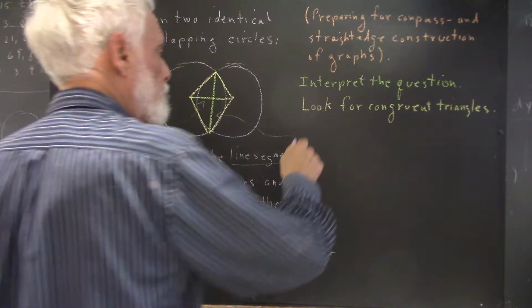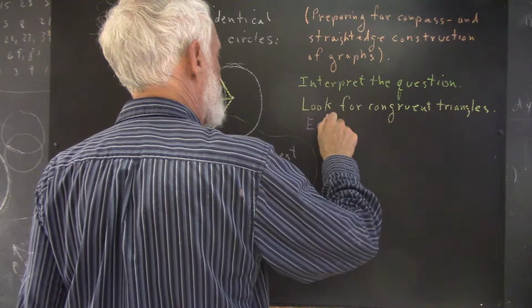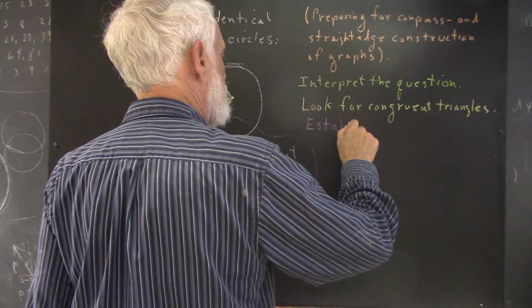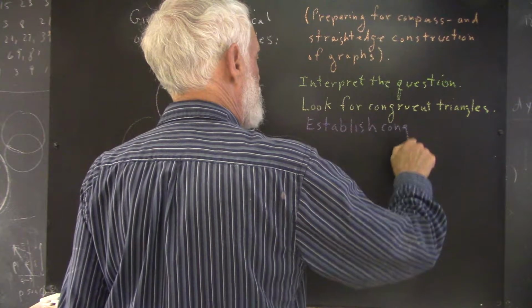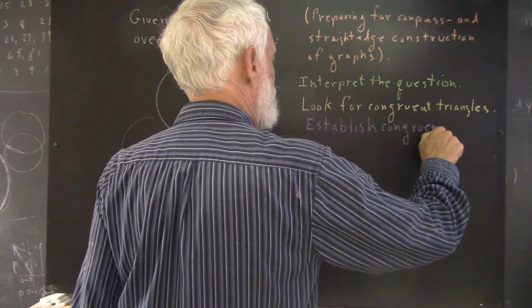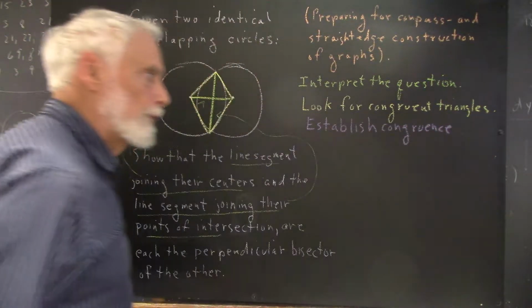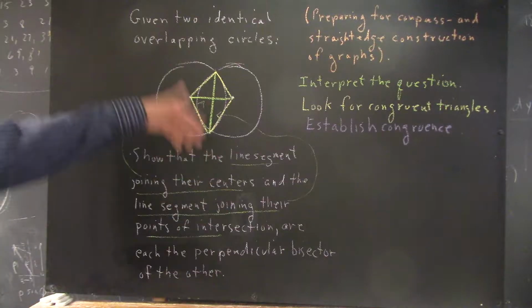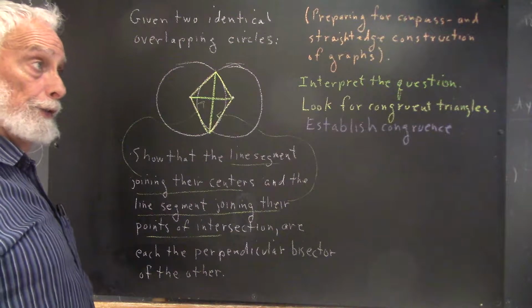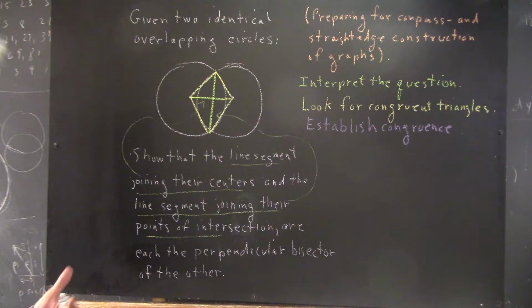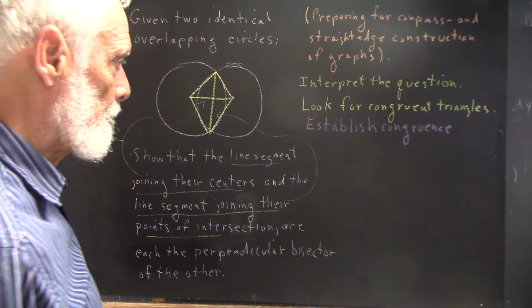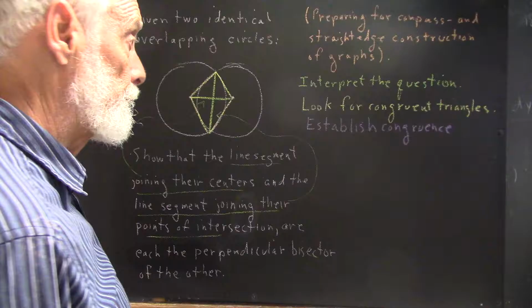Okay, next step, we want to establish congruence, if possible. So can you prove any congruences among these eight triangles? There are eight of them. Some of them might be congruent to others. So how do you establish congruence?